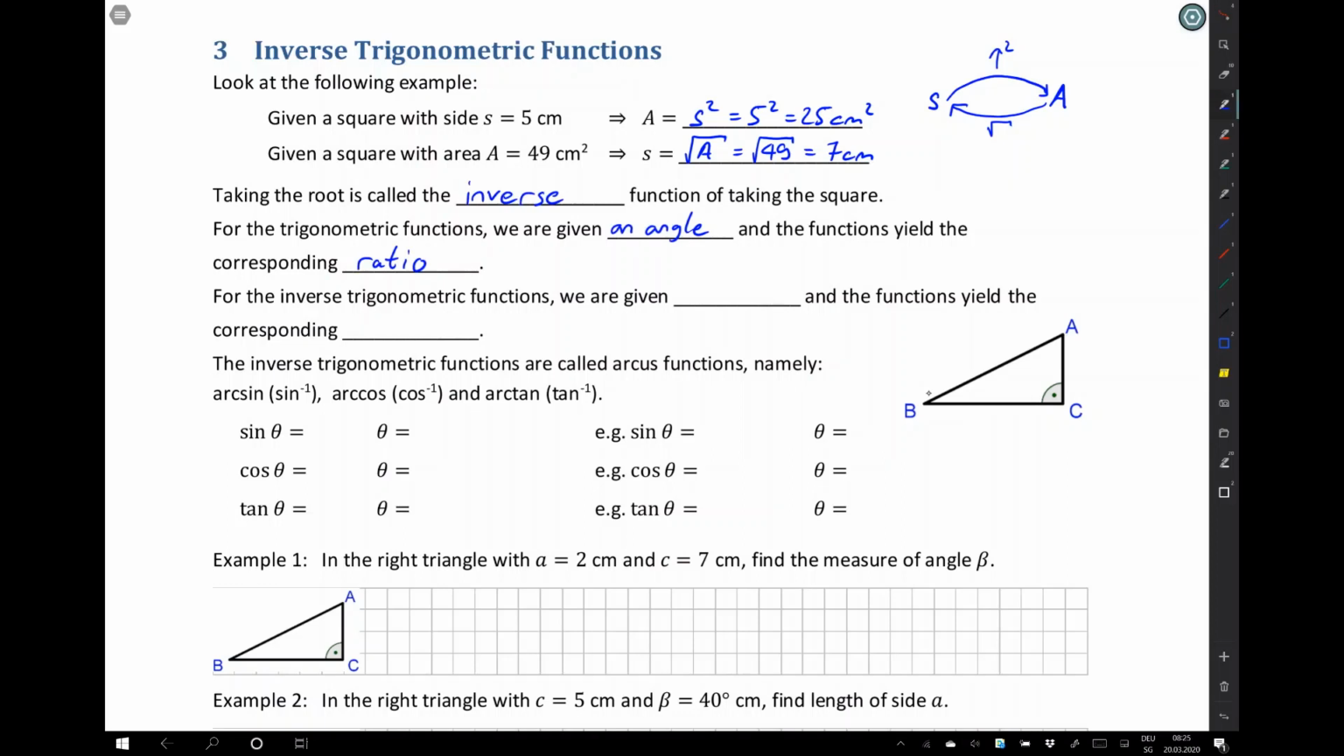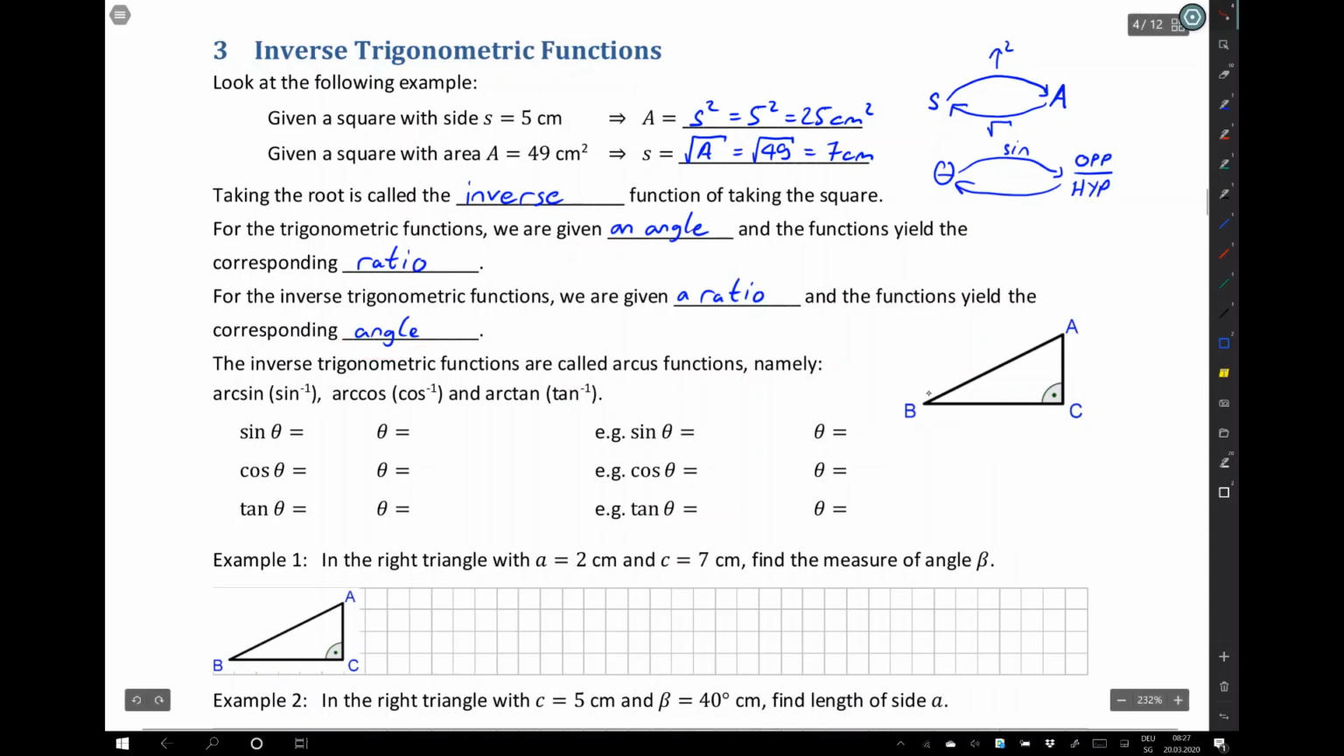Now let us compare this with the trigonometric functions. For these we are given an angle and the function results in the corresponding ratio. For example, we know the angle theta, we're interested in the ratio opposite divided by hypotenuse, so what do we have to do? We have to take the sine of theta. For the inverse trigonometric functions, we are given a ratio and the inverse trigonometric function yields then the angle.